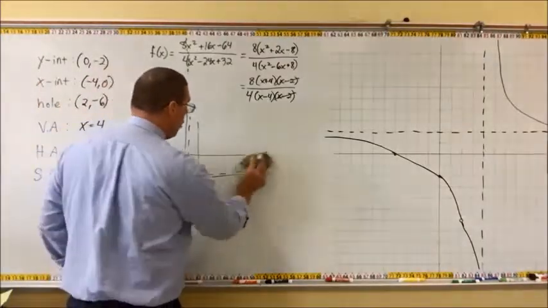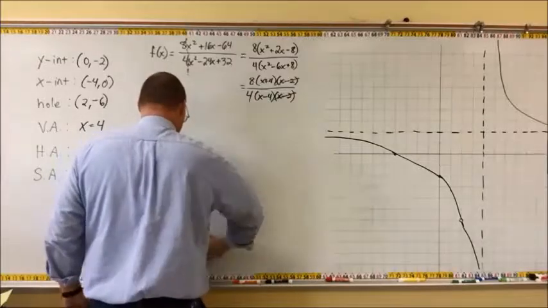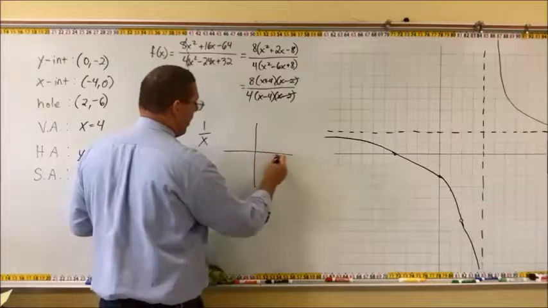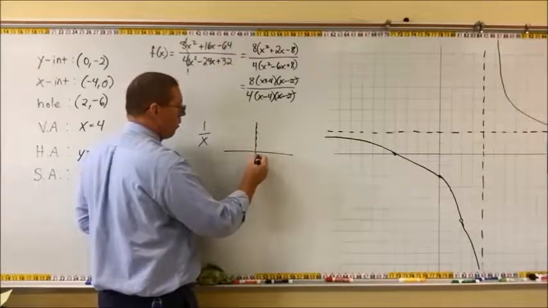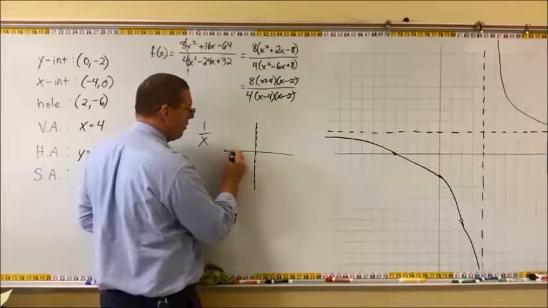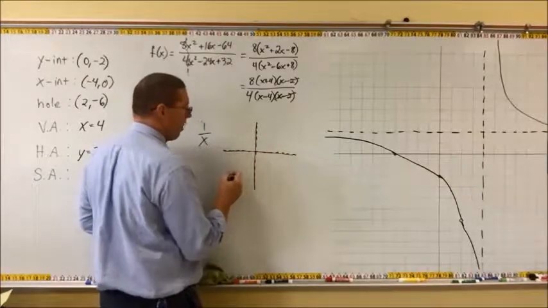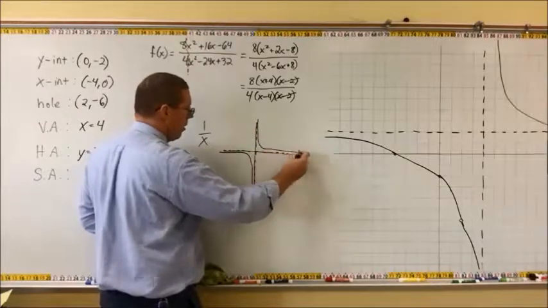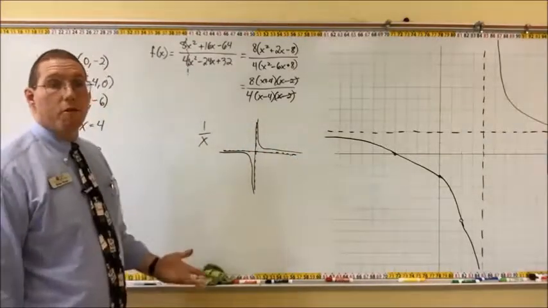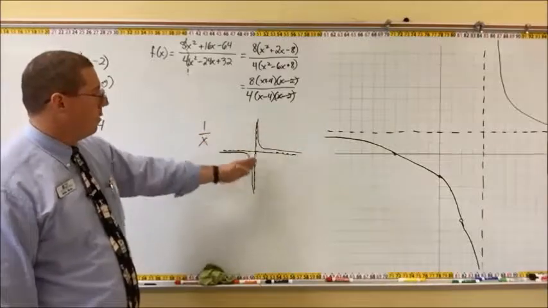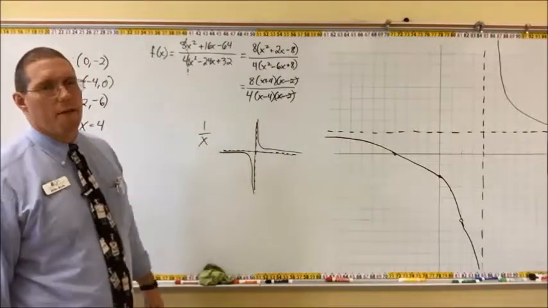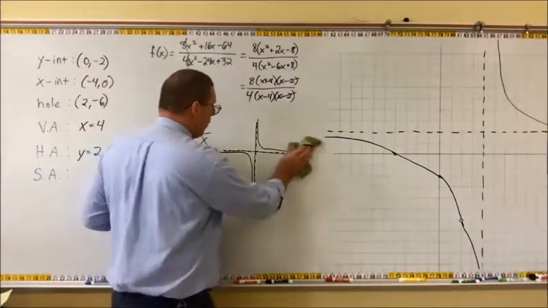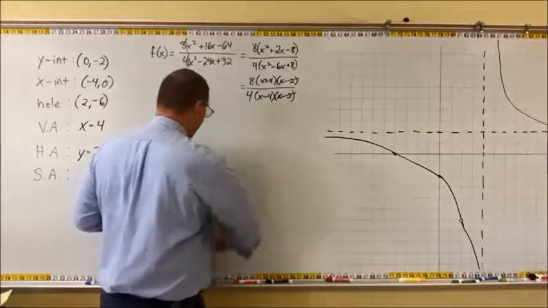The graph of 1 over x looks like this. It has the y-axis as its vertical asymptote, and the x-axis as its horizontal asymptote, and it does this. There we go. Because it doesn't cross over the vertical asymptote, and it usually doesn't cross over the horizontal asymptote. Sometimes it can, but it usually doesn't. Okay? All right.